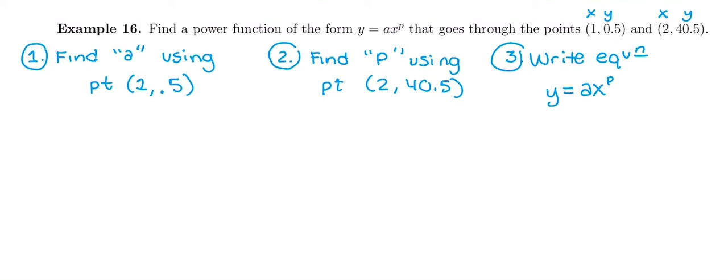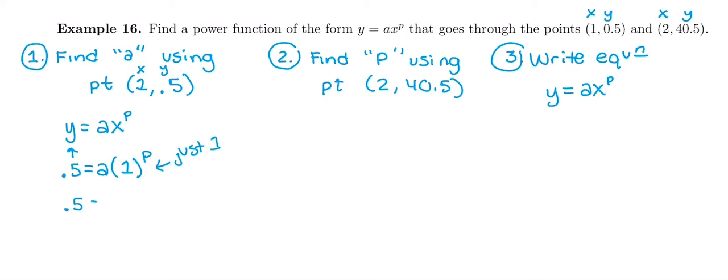So our first step is to find a using the point that has the x value 1. We're going to plug in to y equals ax to the p, and we're going to use the x and y from our point to plug in. So the y value of the point is 0.5. We're going to do a times x, where x is 1, and that's raised to the p. And 1 to any power is just 1. So we have 0.5 equals a times 1, which means a is really 0.5.